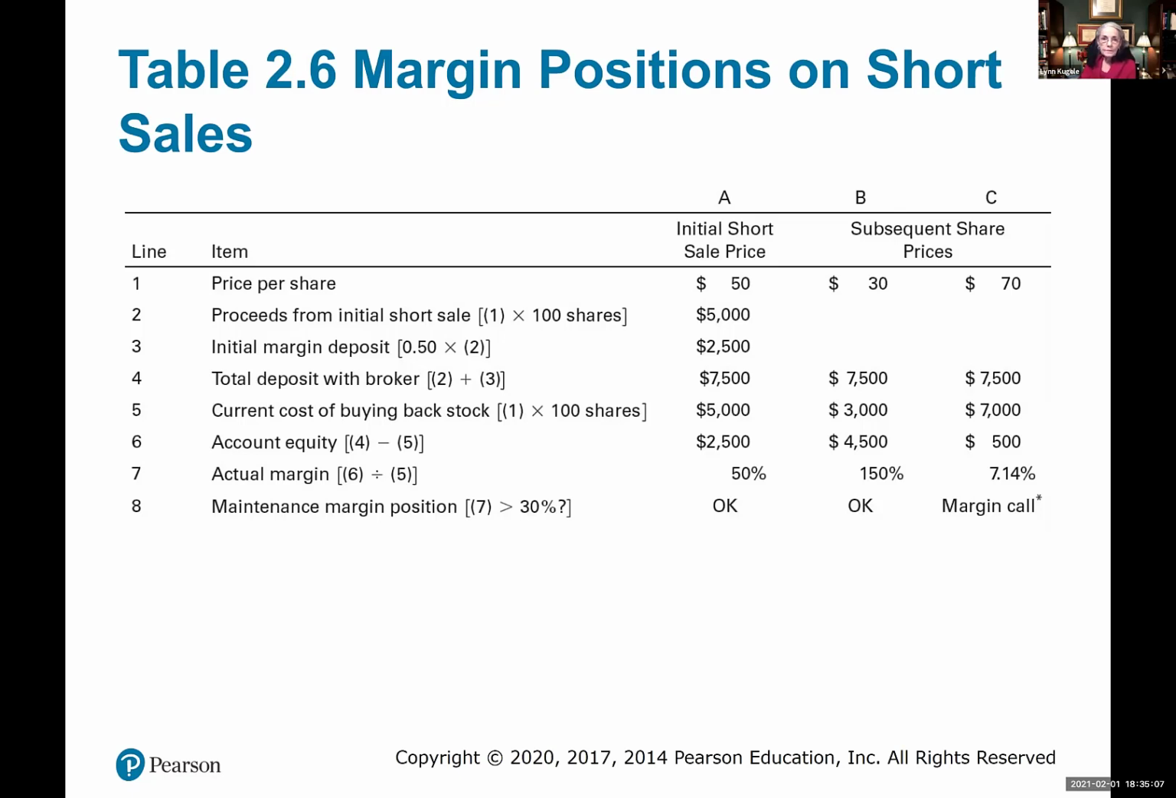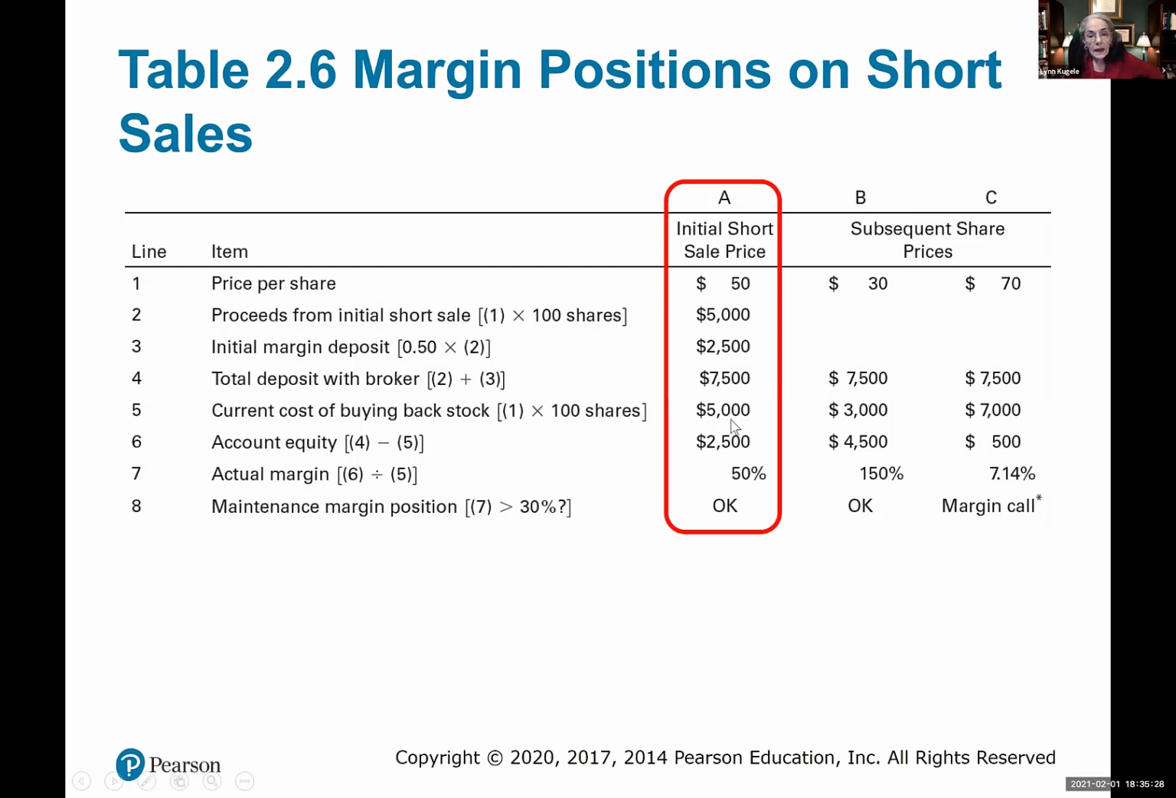Here's an example. Margin positions. These are in your book too, by the way. Okay. Price per share is $50. Proceeds from the sale, $5,000. Initial margin deposit, $2,500. Total deposit with the broker: he's got the $5,000 from selling the shares plus my $2,500. So I've got $7,500 in there.